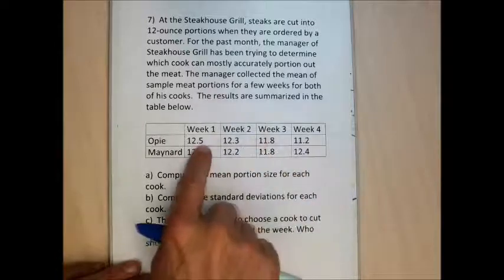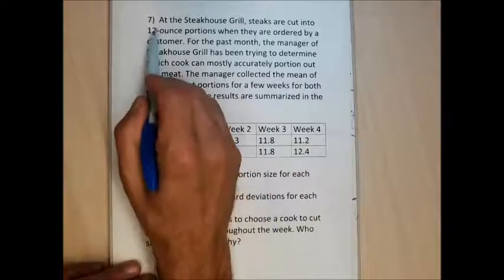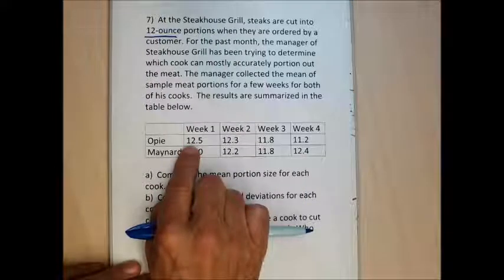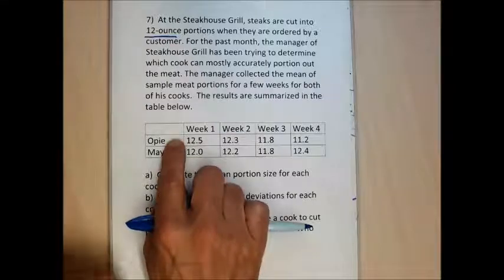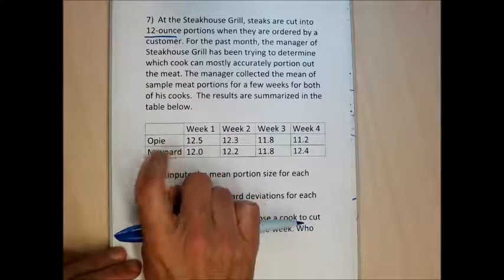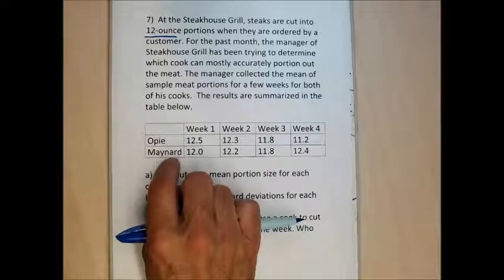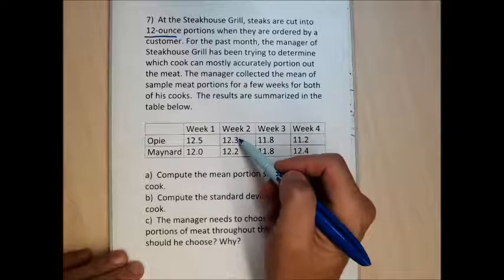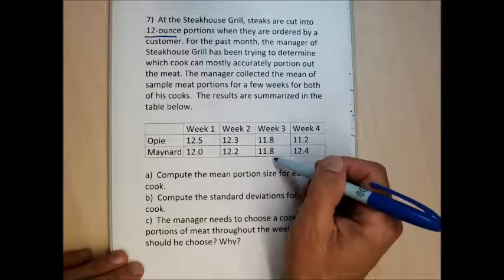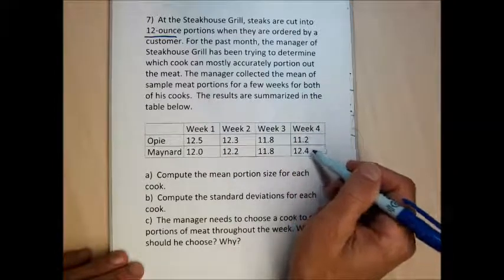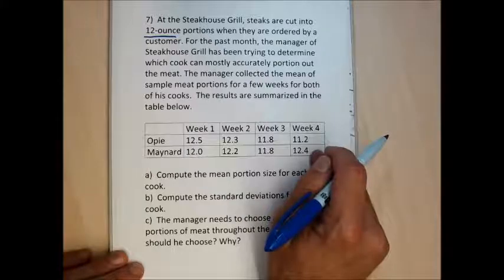So for week 1, Opie's steaks, which are supposed to be 12-ounce portions, were 12.5 ounces. Maynard's were exactly 12. You can tell I'm old. Opie is from the Andy Griffith Show. And, oh gosh, what was Maynard's show? It's from the 50s. Dobie Gillis. In week 2, Opie's steaks were 12.3 ounces, Maynard's 12.2. Week 4, they both average 11.8. In week 5, Opie's were 11.2 and Maynard's were 12.4.